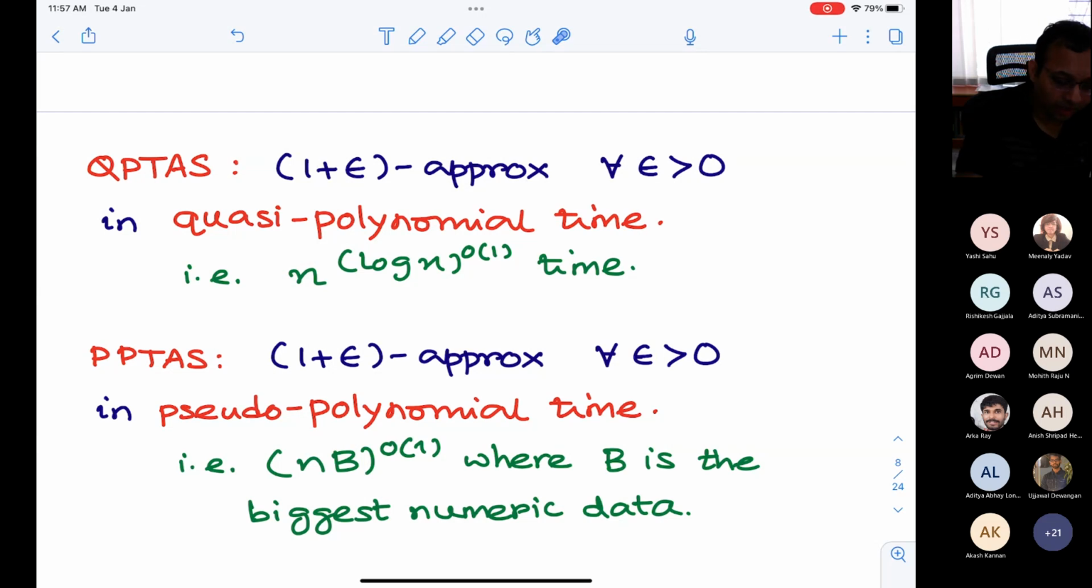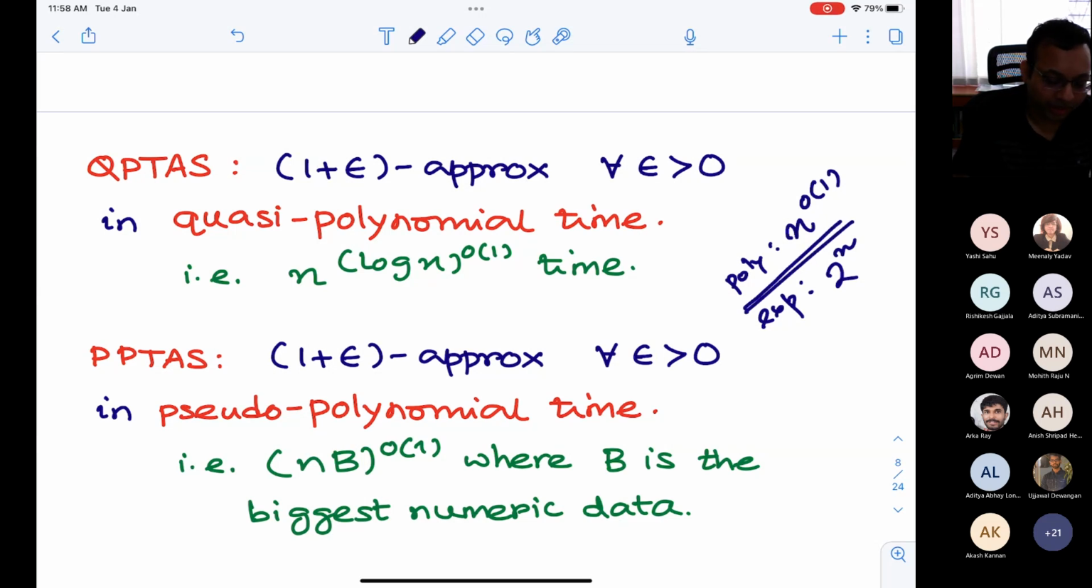So think of the polynomial case. Polynomial is n to the power constant. What is exponential? It is 2 to the power n, or some constant to the power n. So there is something intermediate between these two, and quasi-polynomial talks about this.